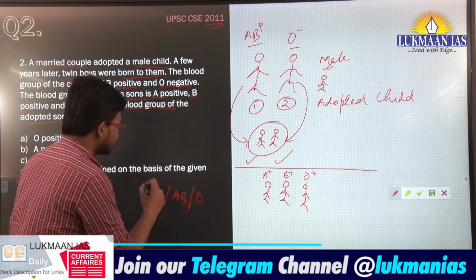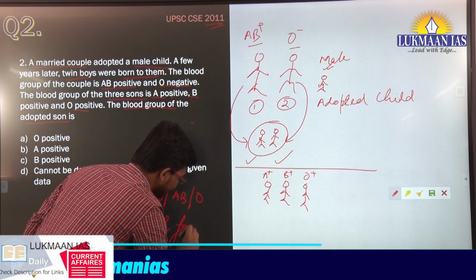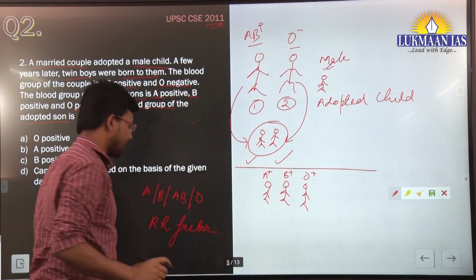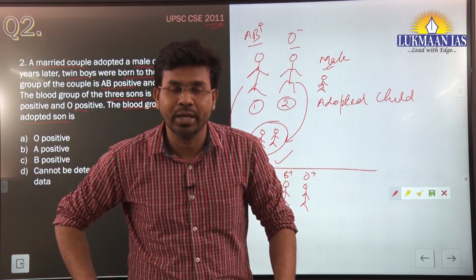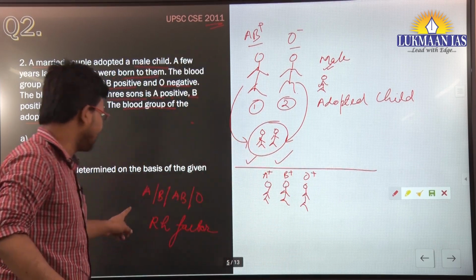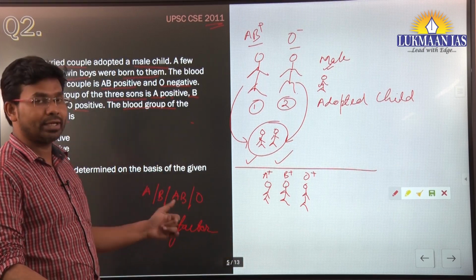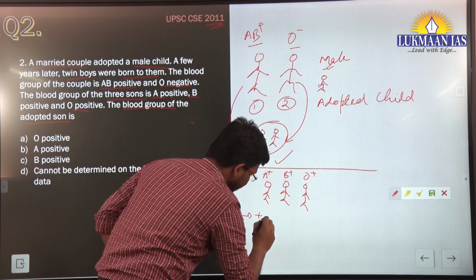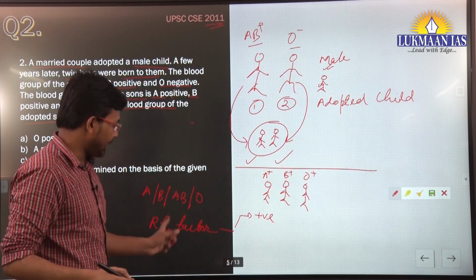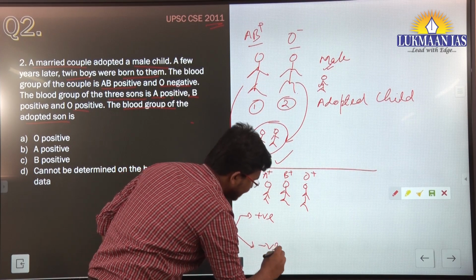Okay, apart from this, the blood group is also associated with something known as the Rh factor. Rh factor is a kind of protein. If there is a presence of Rh factor in a blood group, we consider it positive. And if Rh factor is absent, it is considered negative.